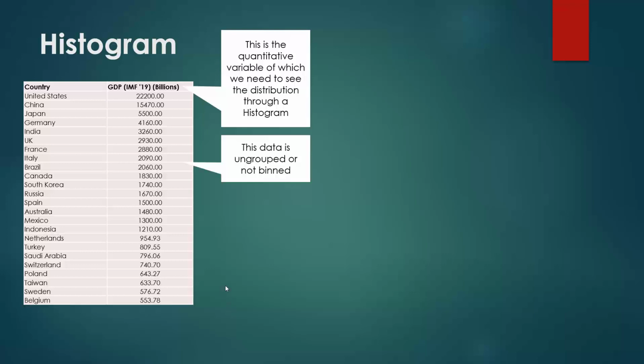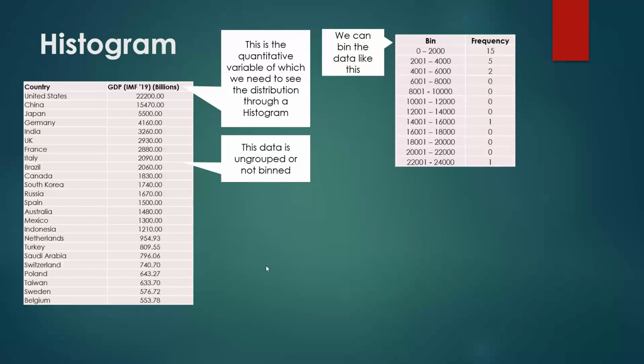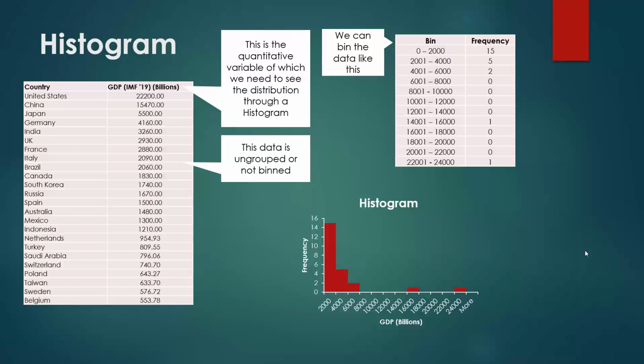This data right now is ungrouped. It's not binned yet. Now we can bin the data like this. We can ask, how many countries have a GDP between 0 and 2000? We can count 1, 2, 3, 4, 5, 6, 7, 8, 9, 10, 11, 12, 13, 14, 15. So that's how we got this 15. The bin size here is 2000, and these are the frequencies. Once you have this, we can draw a histogram like this: 15, 5, 2, 1, and 1.